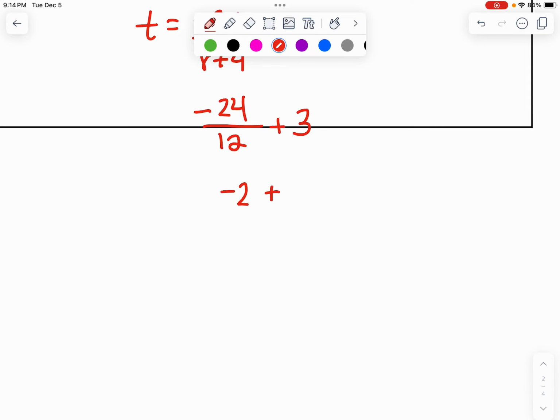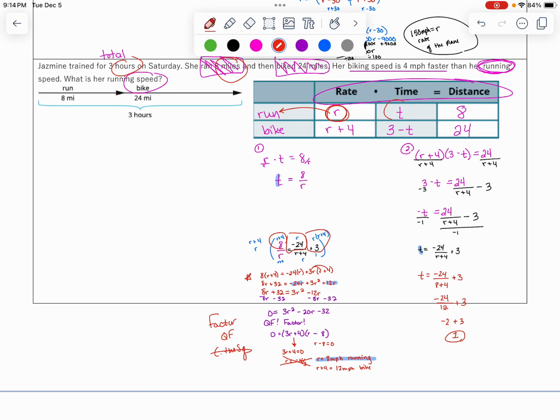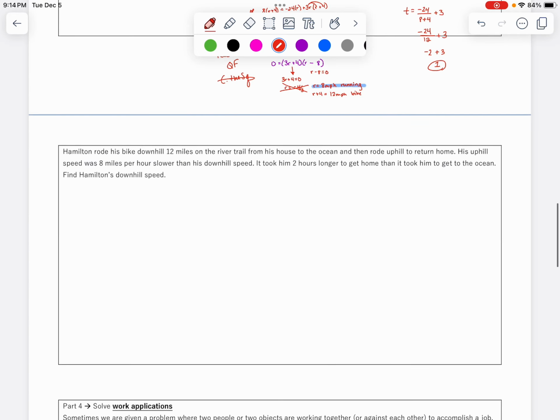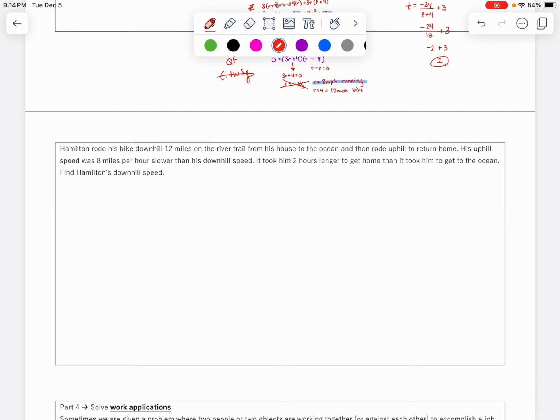Negative 2 plus 3. So she did 1 hour for T, so that would have been 1 hour running and then 2 hours for biking. We sincerely do not have time to do this whole problem, but you know what I think they should do? Just set it up.